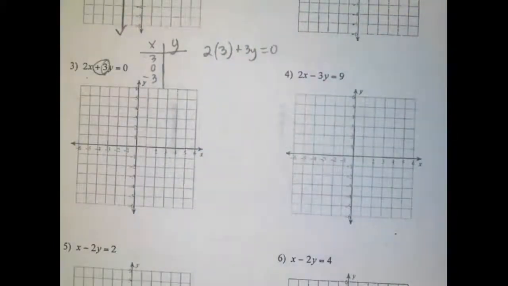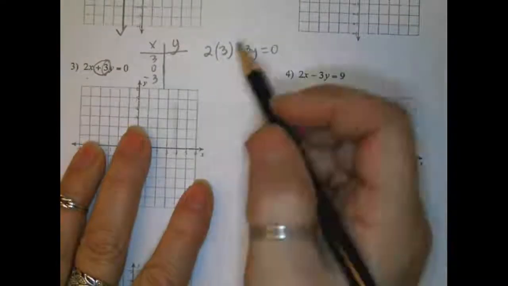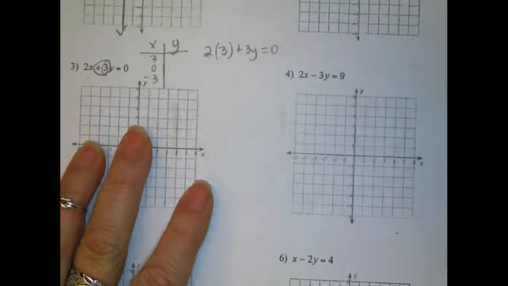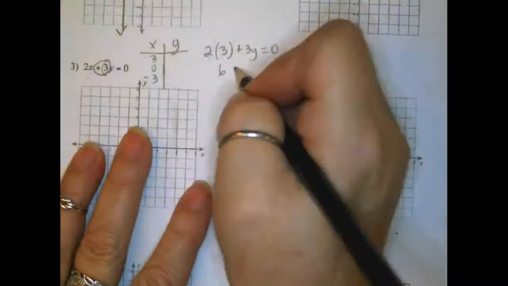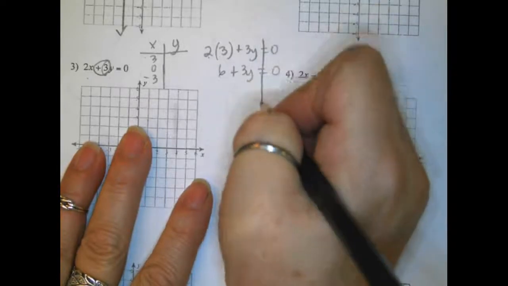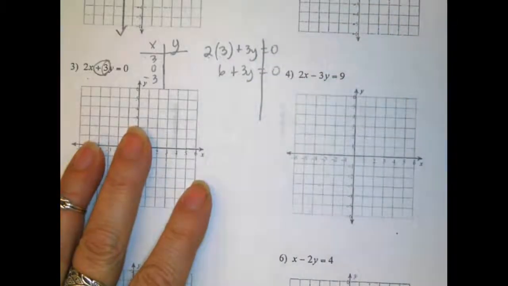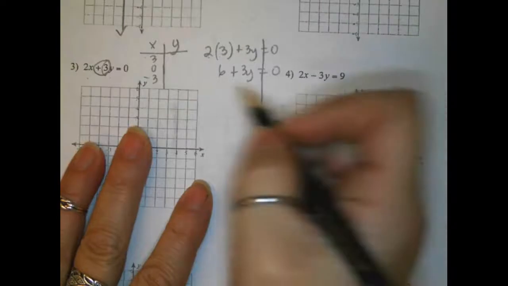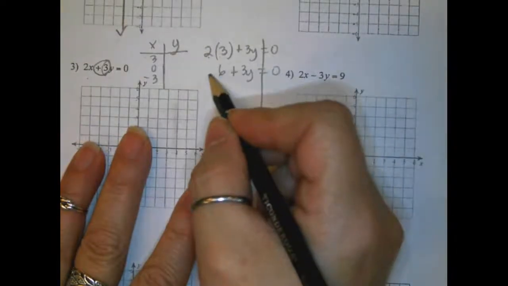Okay, so my goal is to find out what y is equal to. All right? So what is 2 times 3? So I'm going to bring down my 6, plus 3y is equal to 0. Let's draw my line here so I know what I'm doing. Now I'm going to go ahead and move this 6. How do I move my 6 again?